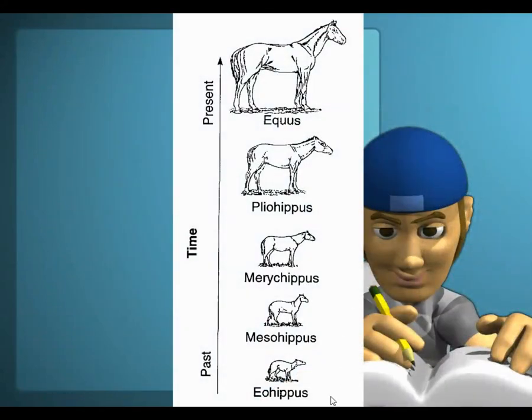And then looking at the evolution of the horse, they evolved from a tiny, almost dog-sized ancestor. I can tell you that all of these other species have gone extinct because they evolved into new species, and now horses are the current species in this line of descent.